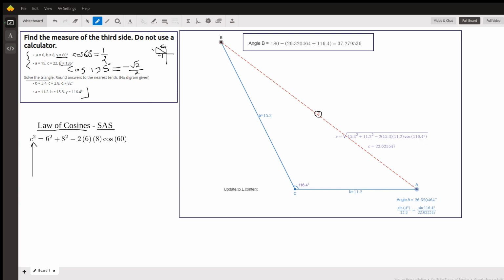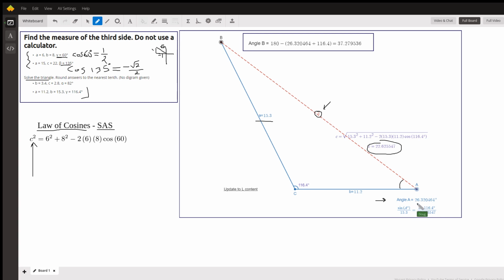That's going to require a calculator. And it looks like you get 22.6 approximately for the length of this side. Once you have the side opposite, you can use the law of sines to find one of the other angles. I chose to do it, the sine of angle A is to its opposite side, 15.3, as the sine of 116.4 is to its opposite side, which is 22.6.